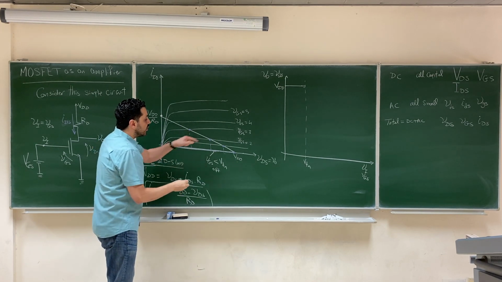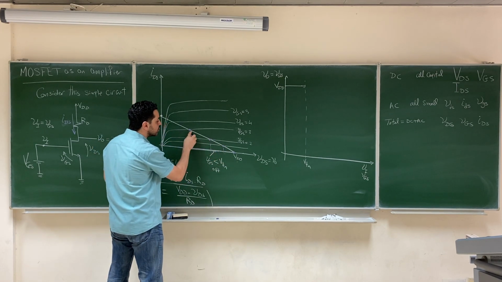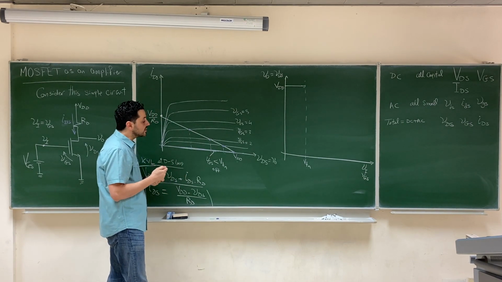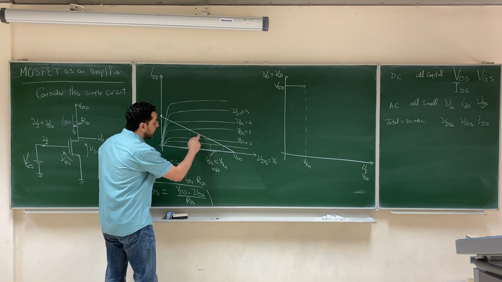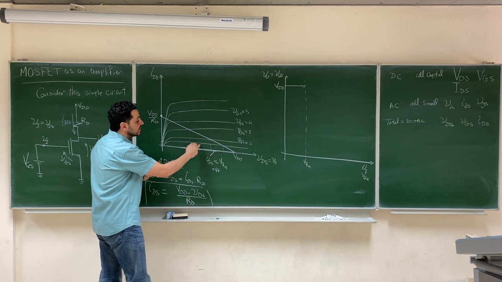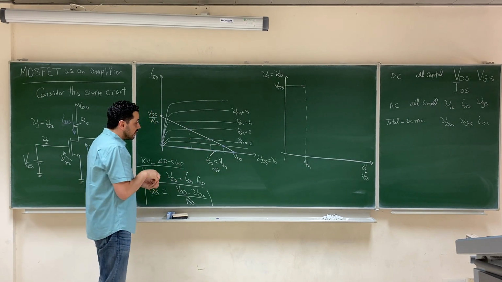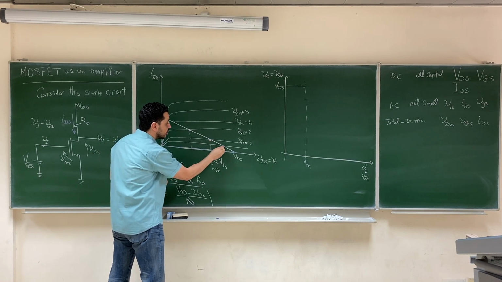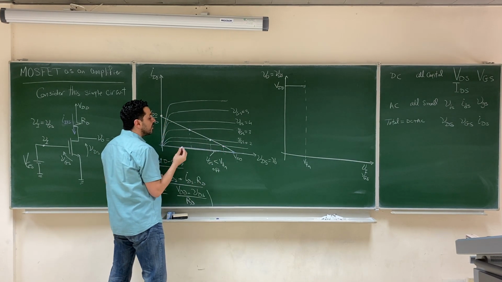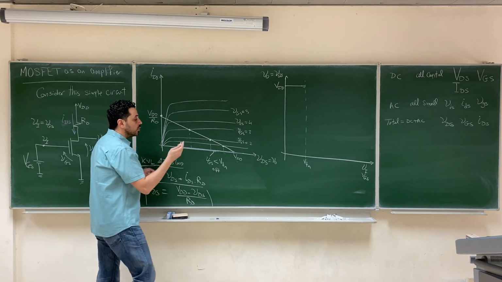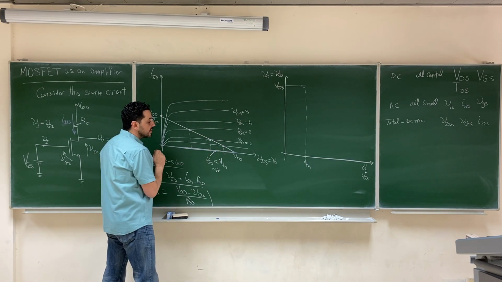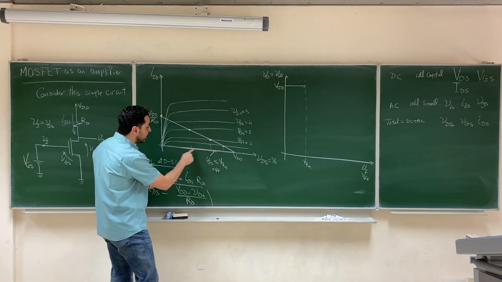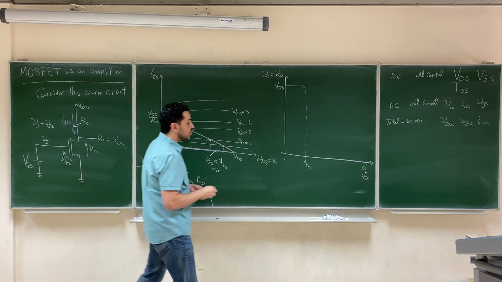In which region are we working here? In which region are these DC operating points? These operating points are now in the saturation region, right? So the intersections, these operating points, will be in the saturation region. And what happens as we increase VGS? The output is going to decrease quickly, as you see.